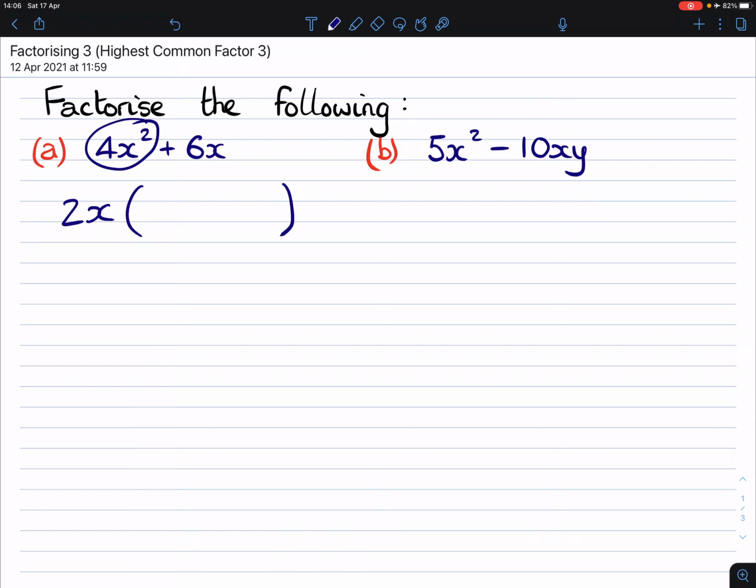If we divide that first term by 2x, we get 2x. And if we divide that second term by 2x, we get a 3.